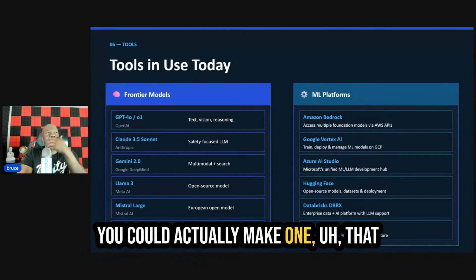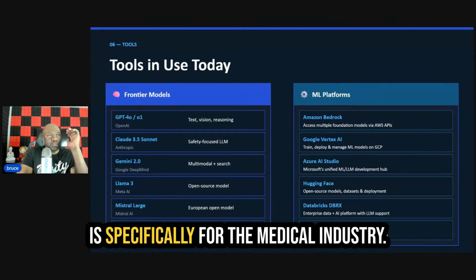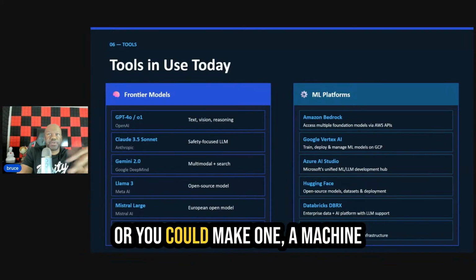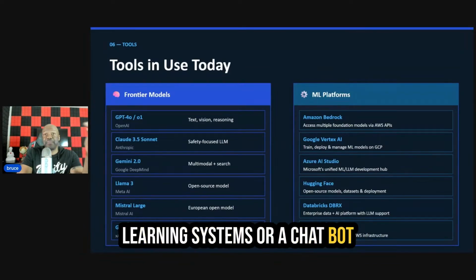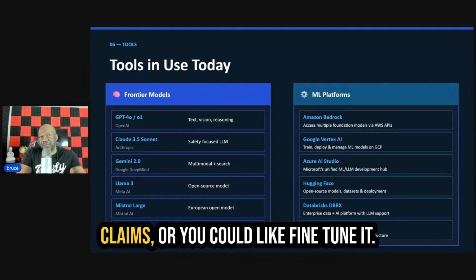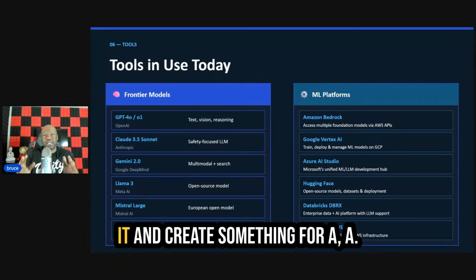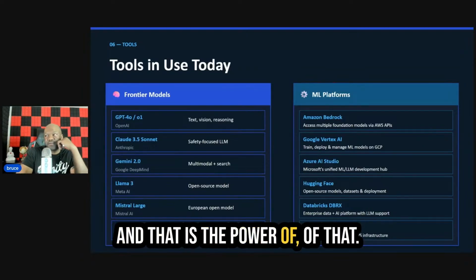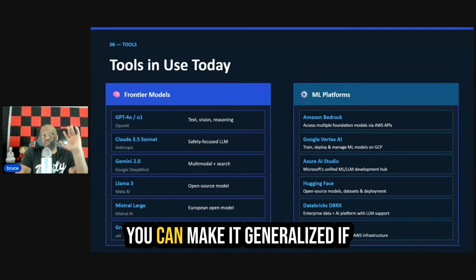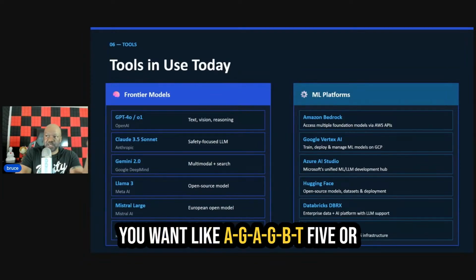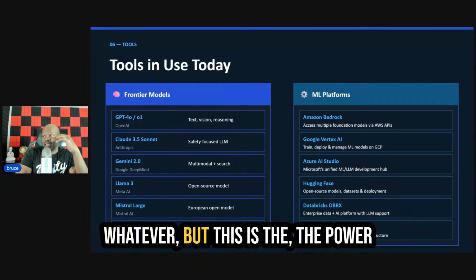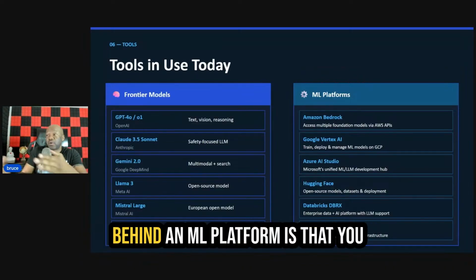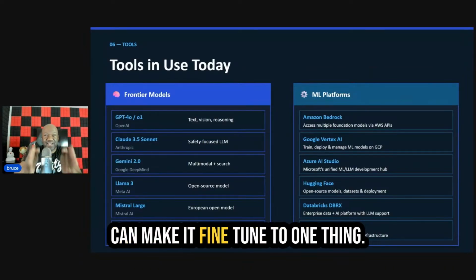You could actually make one that is specifically for the medical industry, or you could make a machine learning system or a chatbot that's specifically for insurance claims, or you could fine tune it. It gives you the ability to fine tune it and create something for a certain purpose. And that is the power of that. It's not generalized, where, I mean, you can make it generalized if you want, like a GPT-5 or whatever, but this is the power behind an ML platform is that you can make it fine-tuned to one thing.